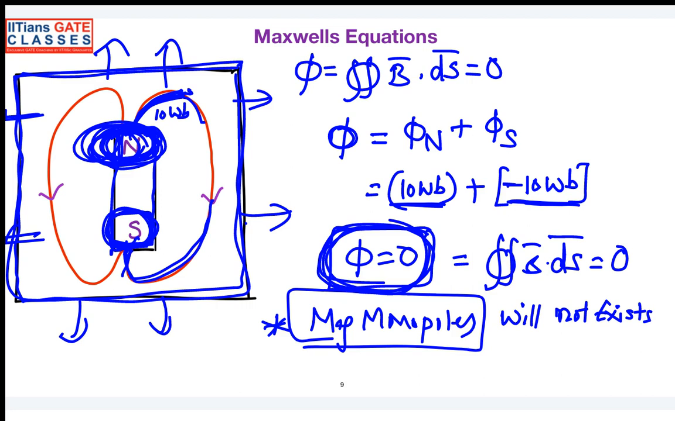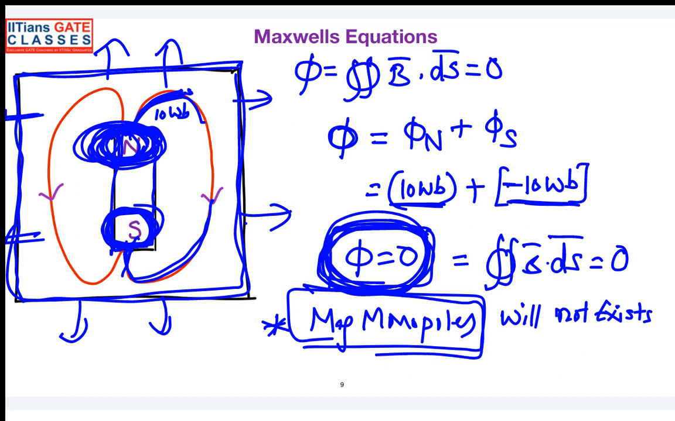So in other words, if you take any magnet and cut it into small partitions, each small partition will also have one North Pole and one South Pole. It doesn't matter what size of partition you make, or how many partitions you make, you cannot isolate the North Pole and South Pole. That's what it says. Even this equation says that the flux becomes zero because source and sink exist together. That is the reason why, in other words, I can say magnetic monopoles will not exist.